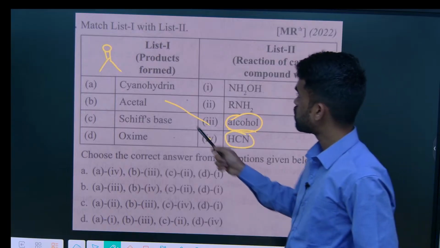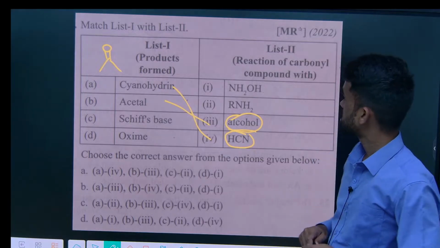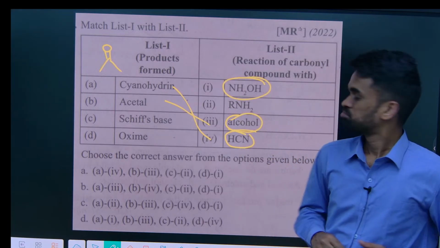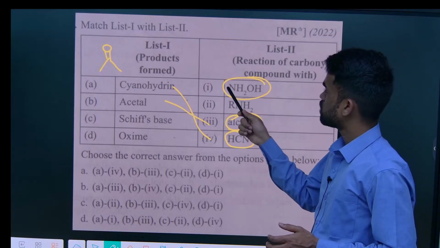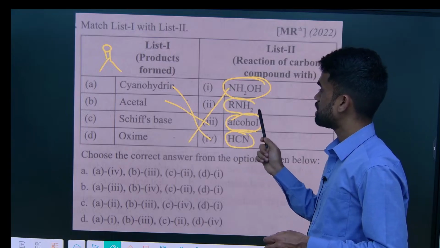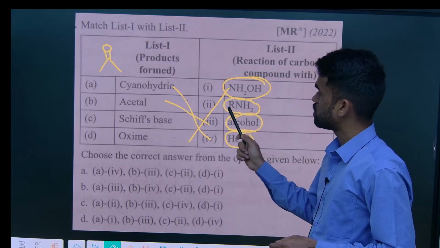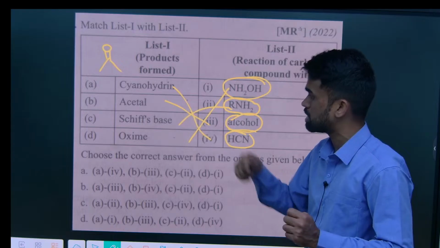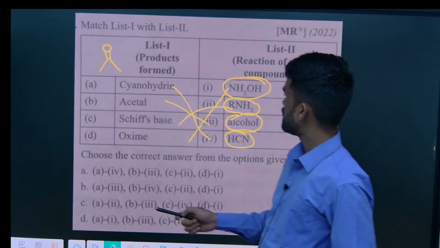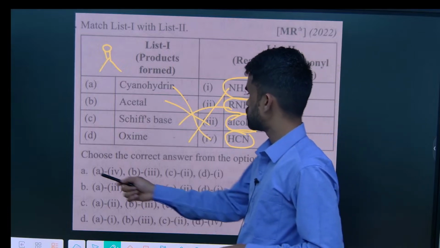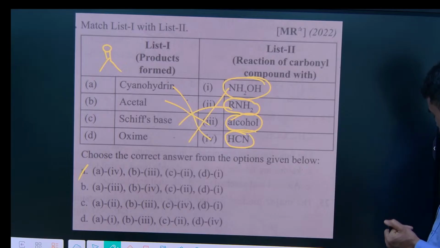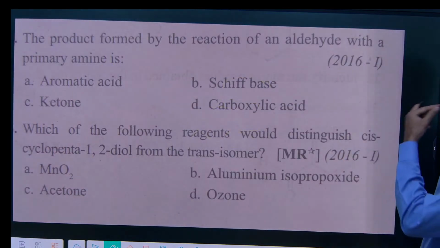cyanohydrin. So 4A. Next, hydroxylamine. Hydroxylamine gives oximes. Okay, and here alkyl amines if we add, we are going to get imines, that is also called as Schiff's base. So which is our option? A4, B3, C2, D1, so option 1. Okay, like this. Next, tell me this one.